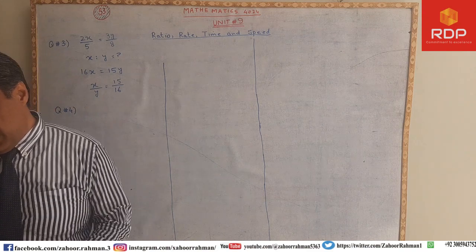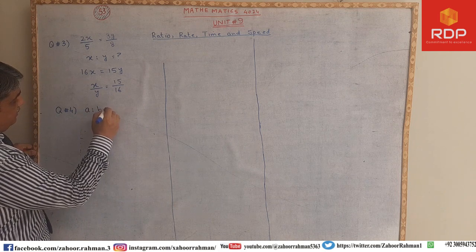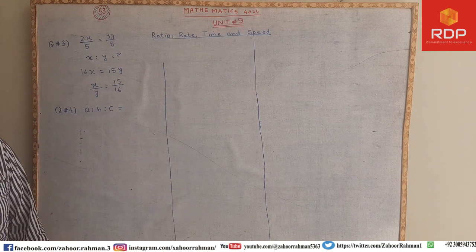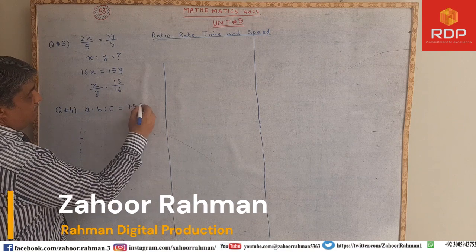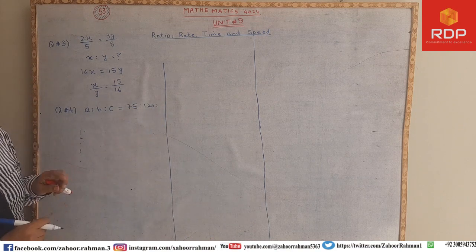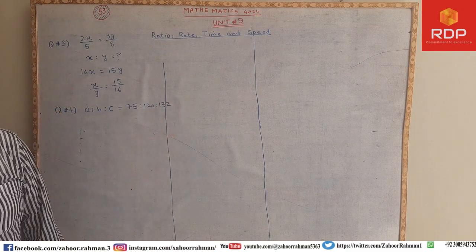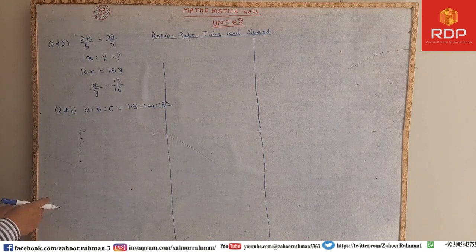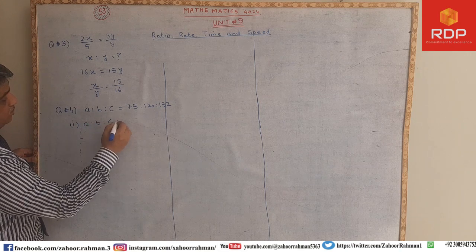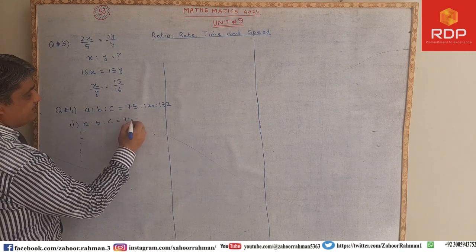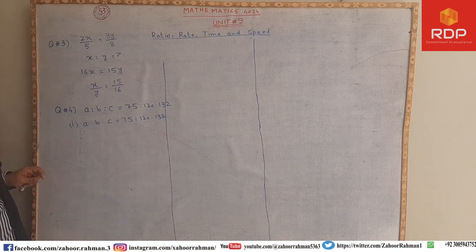Question number 4 says that given the ratios A ratio B ratio C is equal to 75 ratio 120 ratio 132. Number 1, simplify A ratio B ratio C, and we will write 75 ratio 120 ratio 132.